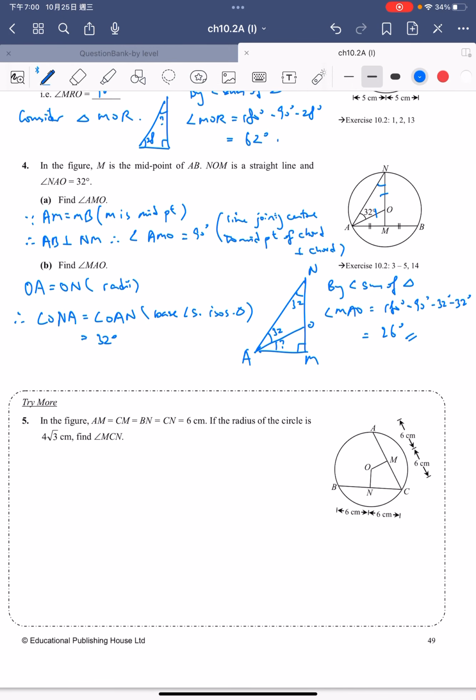So let's see, we have AM is equal to CM is equal to BN. This is equal to this. This is equal to this as well. All of them are 6 cm.